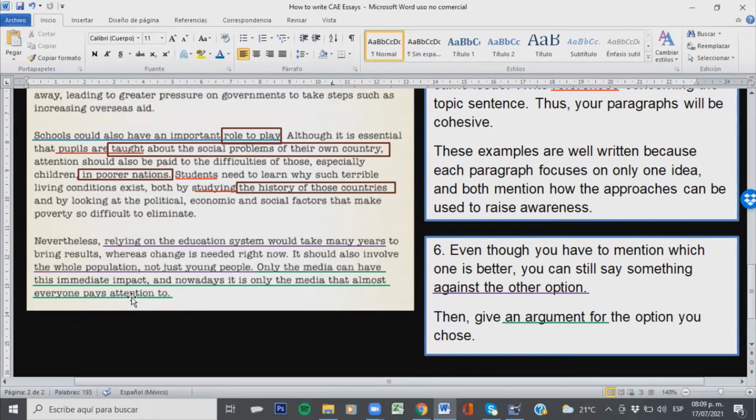Actually, it's the same information but reversed. Education is slow, the media is immediate. Education does not involve everybody. On the other hand, the media does. But it's okay, it helps reinforce the argument. However, you could just give the reasons why one of those two issues is better.